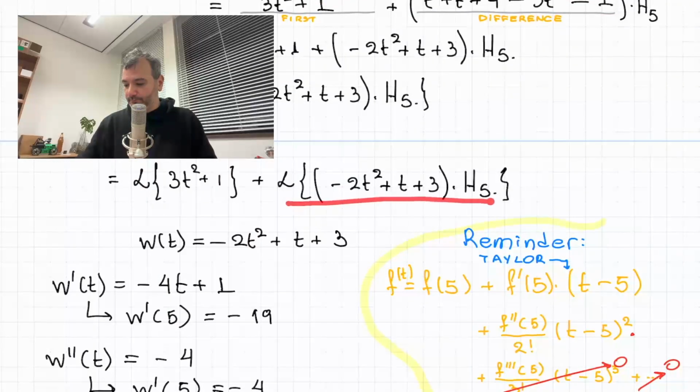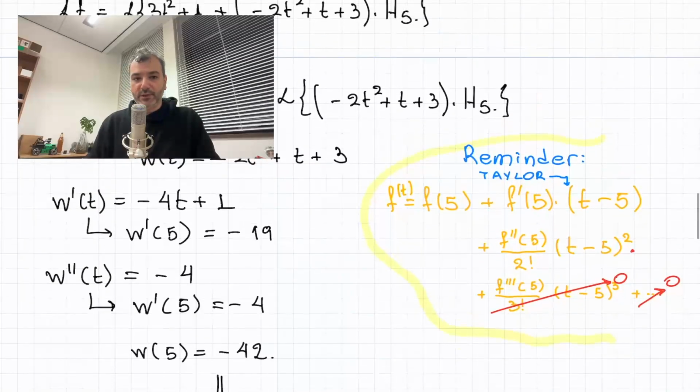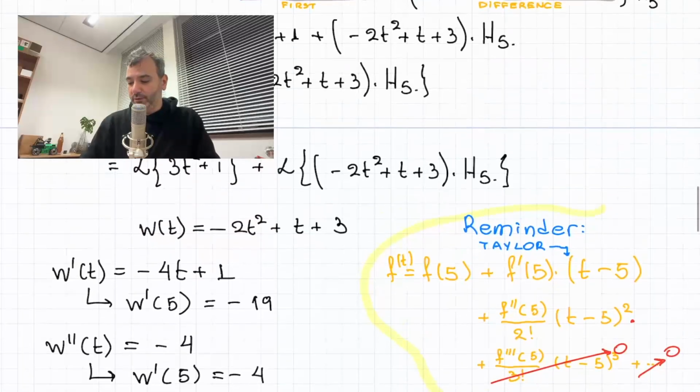So we're focusing on this function. Let's give this function here a name. Let's call it w. W is this difference, minus 2t squared plus t plus 3. I want to apply Taylor's theorem, so let me determine the first derivative of w. Not difficult to do, so you can check for yourselves. The first derivative is minus 4t plus 1.